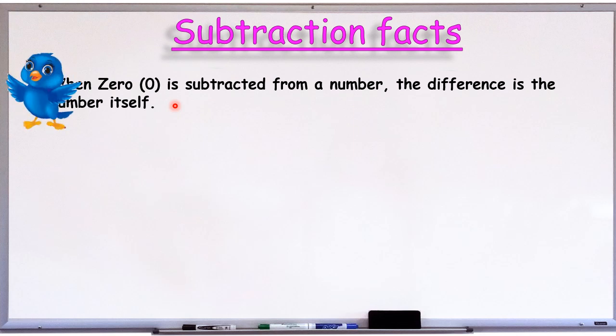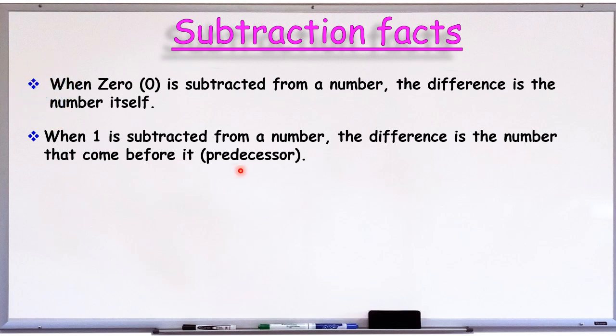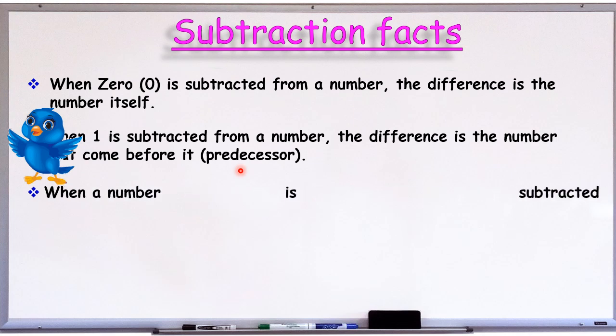Second point. When we subtract 1 from a number, the answer is the number that comes before it. Or we can say subtracting 1 from a number gives its predecessor. Means 2 minus 1, 1. 6 minus 1, 5. 10 minus 1, 9. So whenever we are subtracting 1 from a number, the difference is the number that comes before it, that is its predecessor.